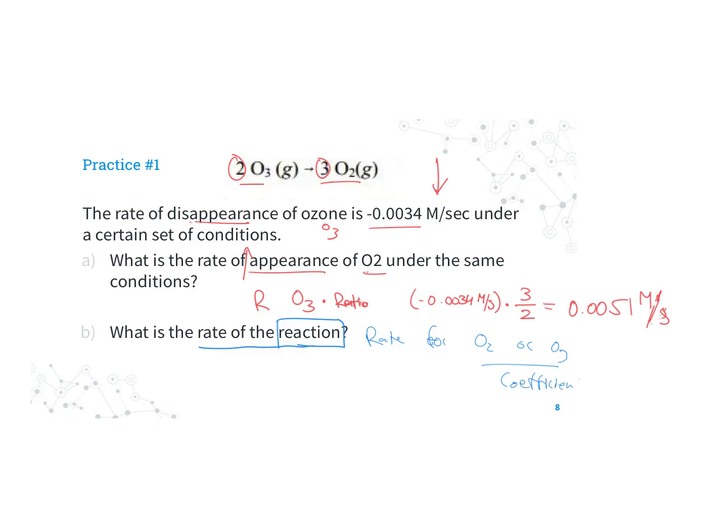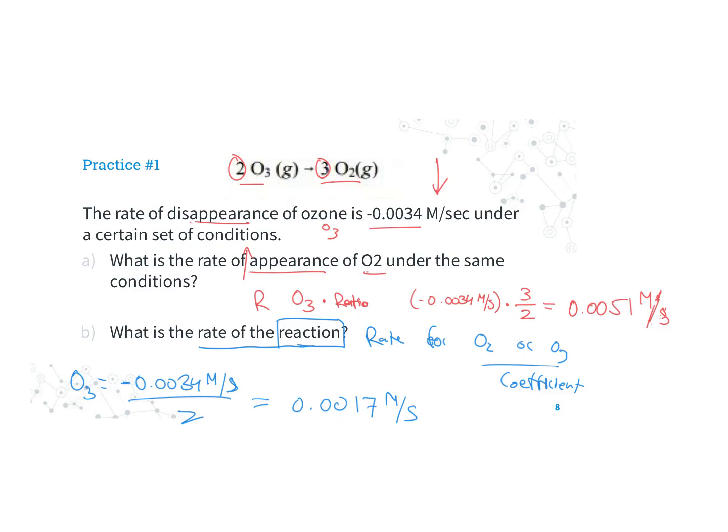So we can look at it from any standpoint. We should get the same answer. We'll start with O3. We know the rate is negative 0.0034 molar per second. And we know that the stoichiometric coefficient is 2. So if I take 0.0034 and divide it by 2, I get 0.0017 molar per second. Right, and that's the rate of essentially disappearance, but since it's the entire reaction, we'll typically just keep that positive.